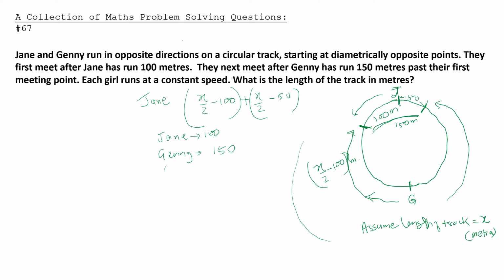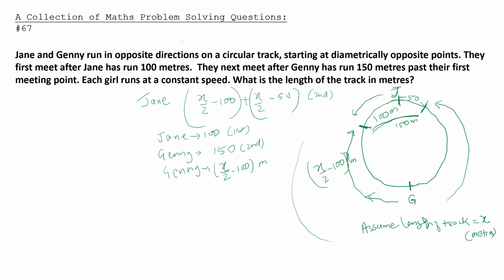So this is first and this is second, and for Jenny, the first time she has run, it would be x out of 2 minus 100 meters. Now I have to form some kind of equation to be able to solve it, because I have used x. There are other methods to work it out, but I have used this method.